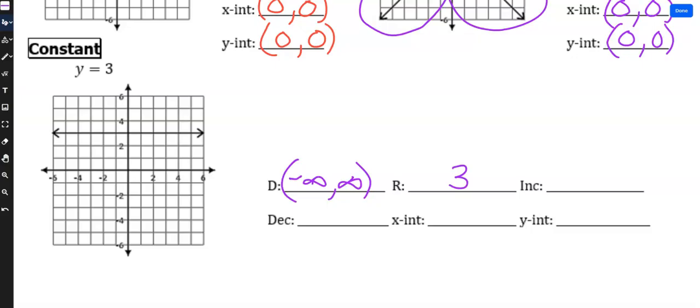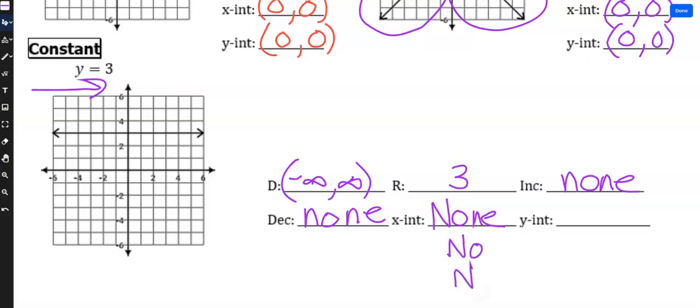Now, how much of that graph are you going up, up, up, up, up as you go from left to right? None of it. How much of it are you going down as you go from left to right? None of it. What's your x-intercept? Where does that thing cross the x-axis? No x-intercept. Or you could write none. I don't care if you write none, no, not applicable, you know, undefined. I mean, all those things mean the same thing.